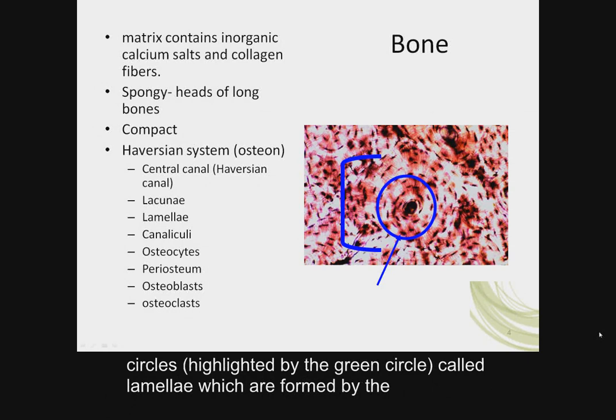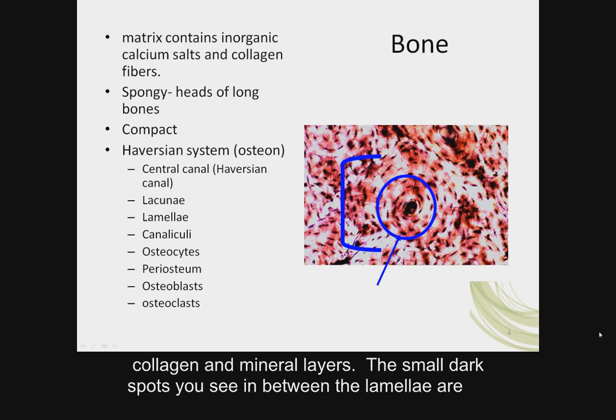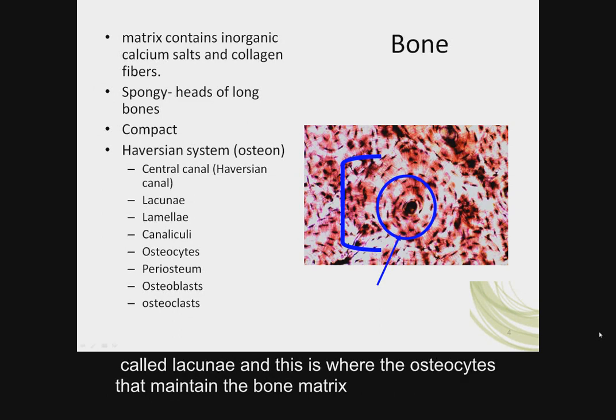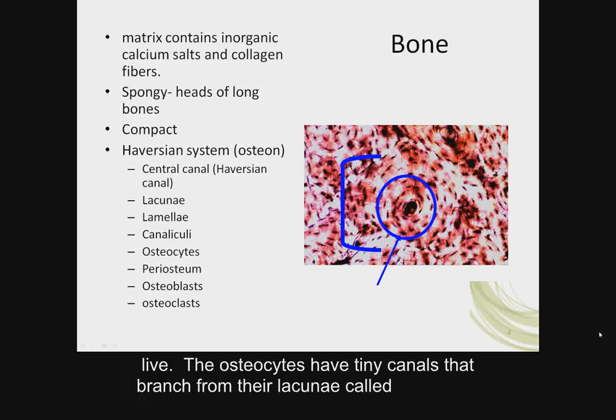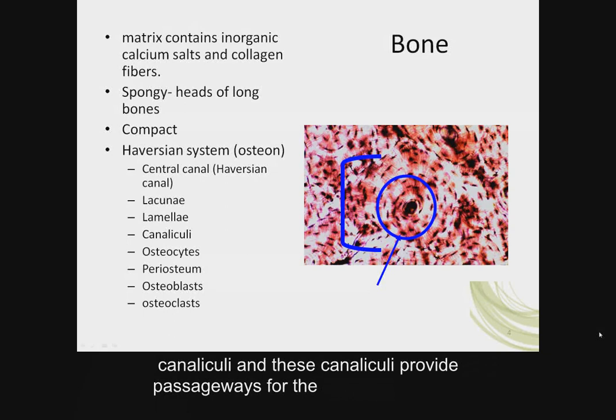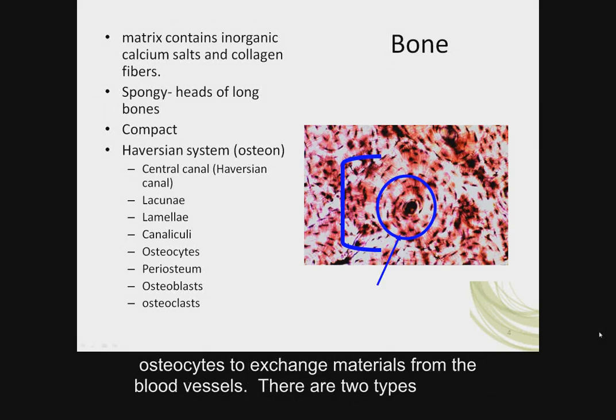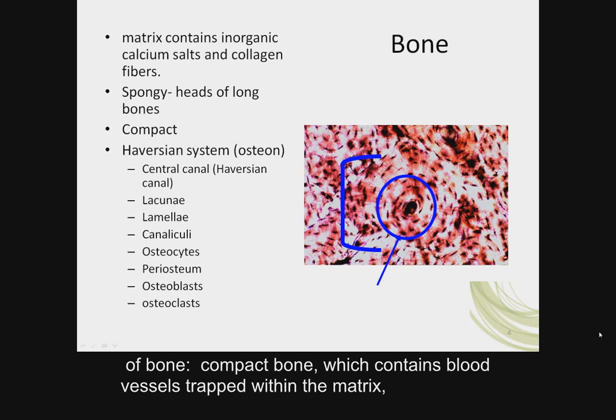Surrounding the central canal are concentric circles, highlighted by the blue circle, called lamellae, which are formed by the collagen and mineral layers. The small dark spots you see in between the lamellae are called lacunae, and this is where the osteocytes that maintain the bone matrix live. The osteocytes have tiny canals that branch from their lacunae, called canaliculi, and these canaliculi provide passageways for the osteocytes to exchange materials from the blood vessels.